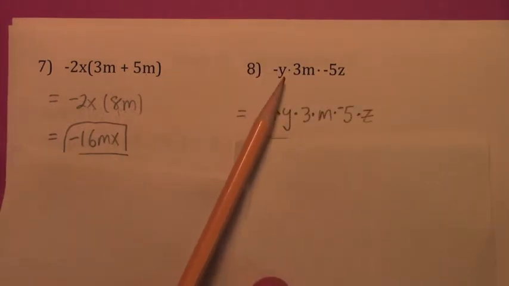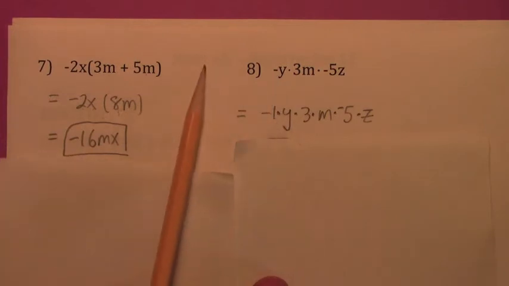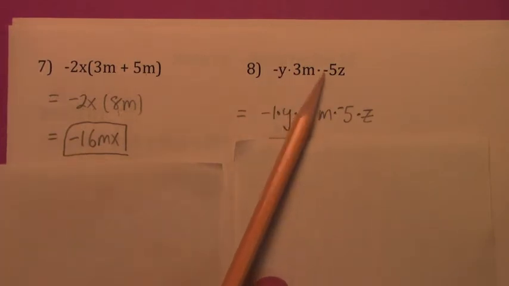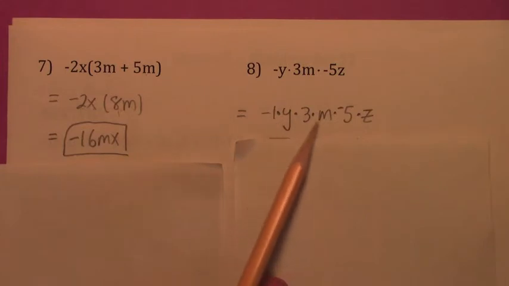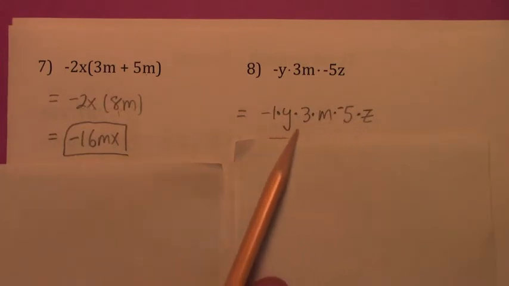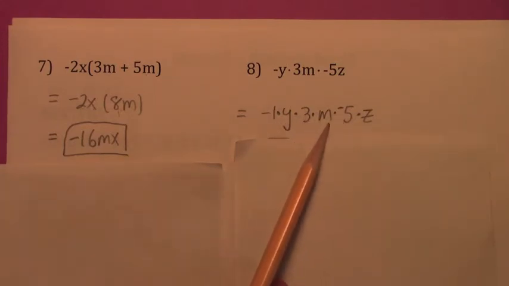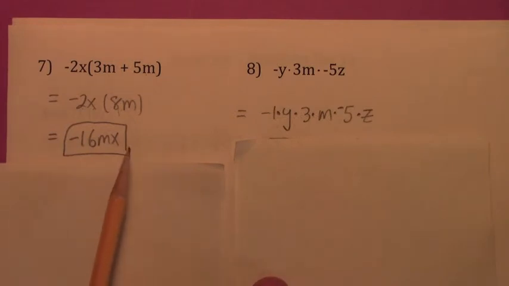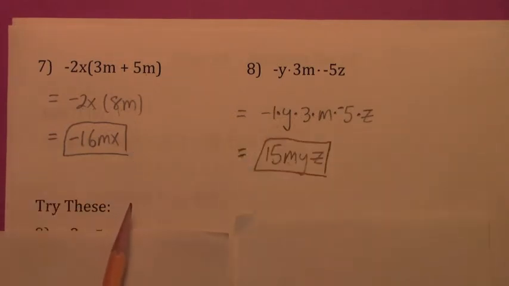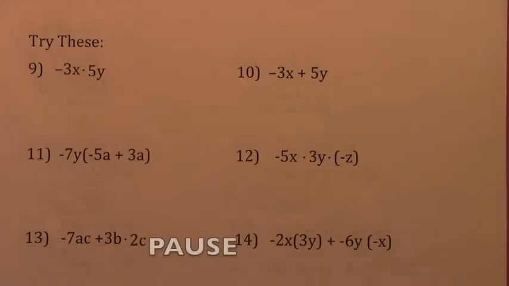On this one, even if you don't write this down, you've got to think of it this way. This means negative 1 times y times 3 times m times negative 5 times z. So how many factors do you see on this step right here? 2, 3, 4, 5, 6. 6 factors, right? So when you multiply all the factors together, you get 15myz. Okay, why don't you go ahead, hit the pause button, and try these. We'll go over them in just a minute.